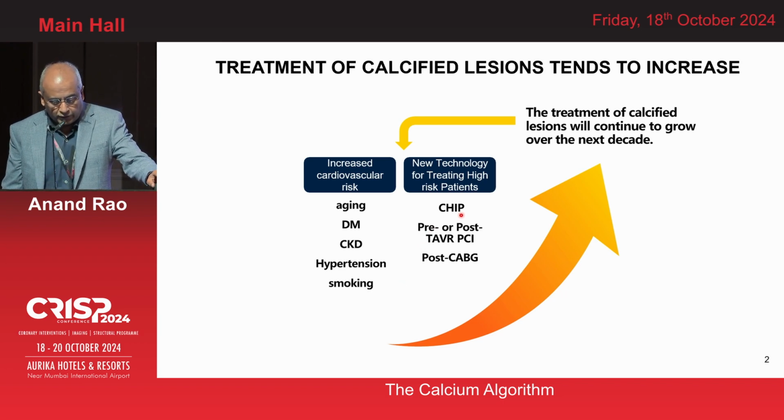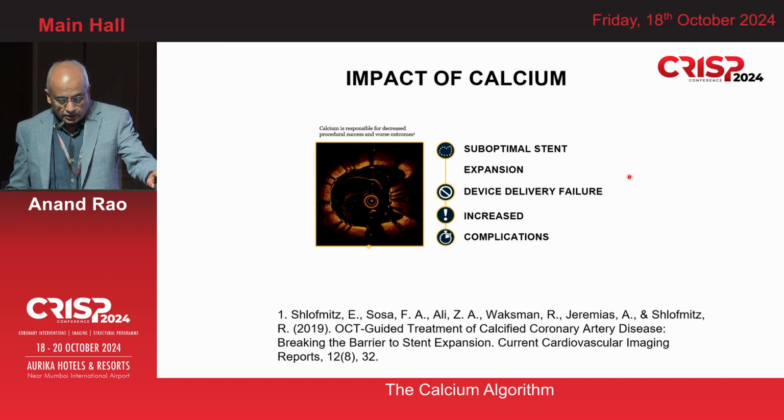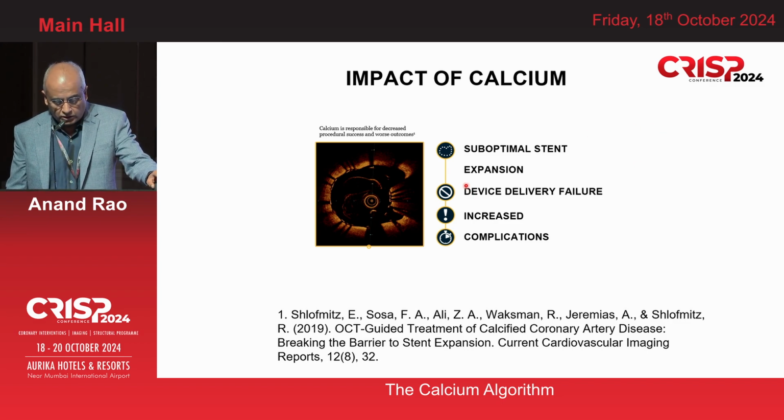So new technology for treating high-risk patients would be CHIP, pre or post TAVR, PCI and post CABG patients. So the treatment of calcified lesions will continue to grow over the next decade. So what is the impact of calcium? It causes suboptimal stent expansion. There's a device delivery failure if you don't prepare these vessels properly, and there's increased complications.